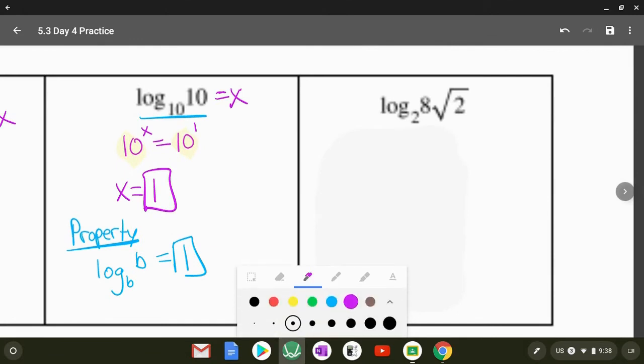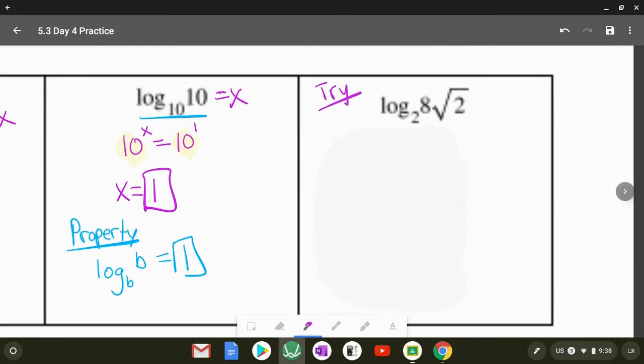So go ahead and take a minute real quick. Try doing this fourth one on your own. And then when you're done trying it, unpause the video and check your answer to make sure you got it right.